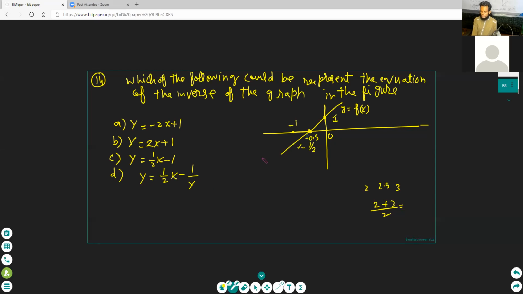Write two points on the graph. I give them the names A and B, and write their points. After that, write the points of reflection, the points of the inverse after reflection.